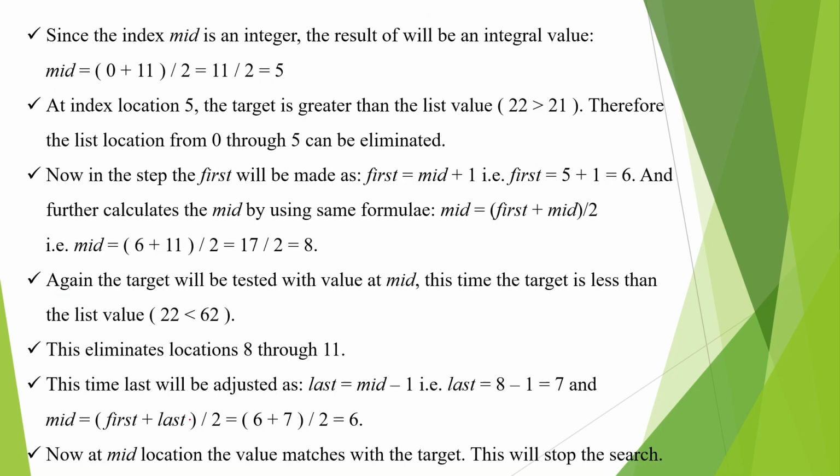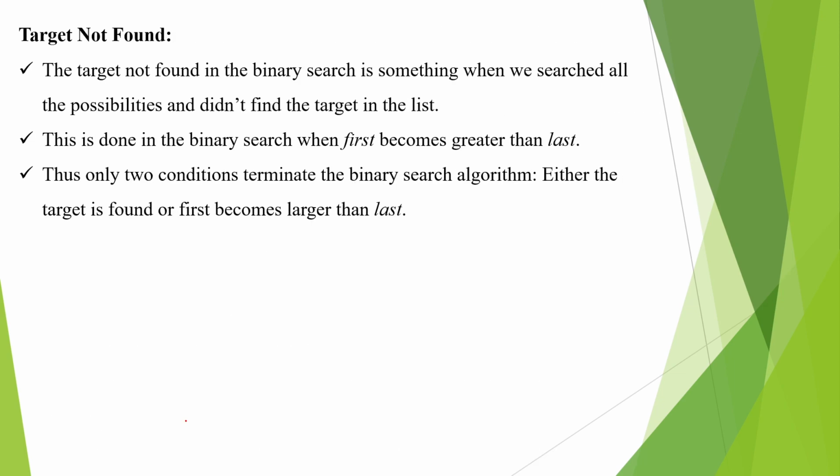Okay, that's the complete calculation. Whatever I have done there is shown here also. You can go through it. Then the target not found case. The target not found case in binary search is when we searched all the possibilities and didn't find the target. This is done in binary search when first becomes greater than last.